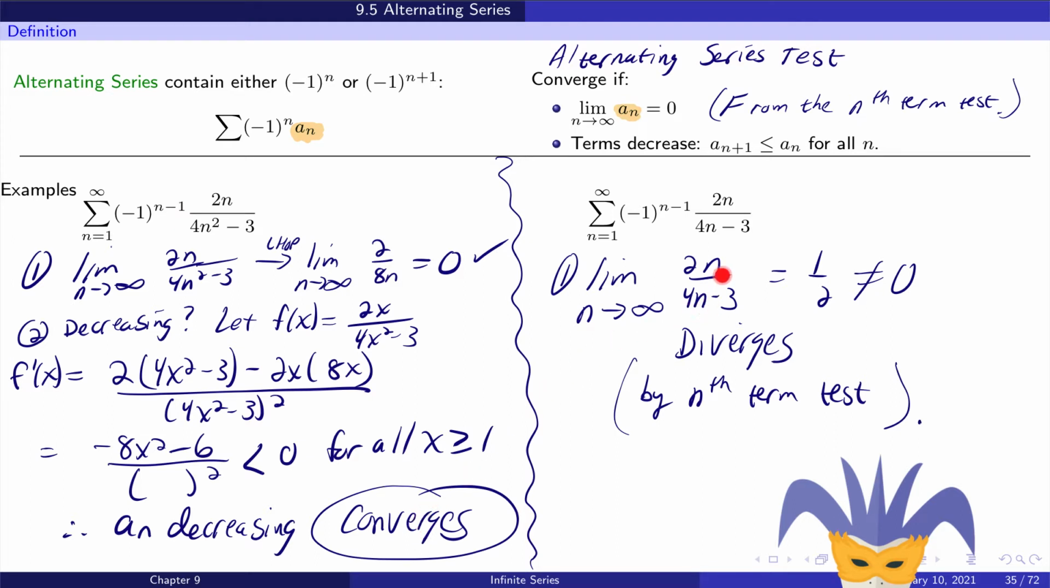Second example is much faster. When we go to try the nth term test, we wind up with a limit that's 1/2. That does not equal 0. We know that that sequence diverges, so the series also diverges.